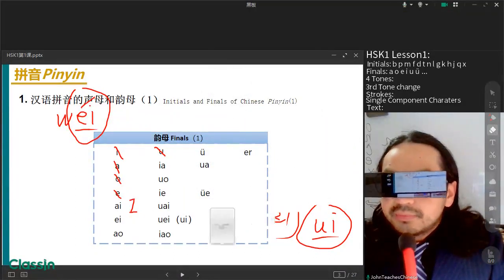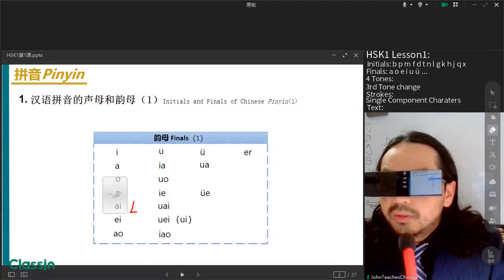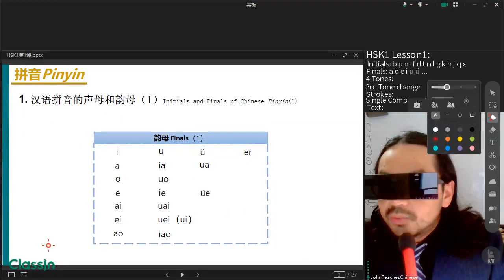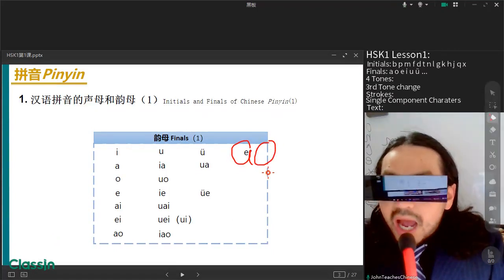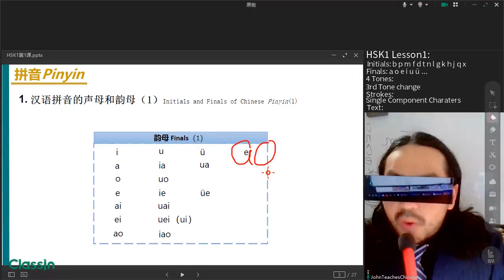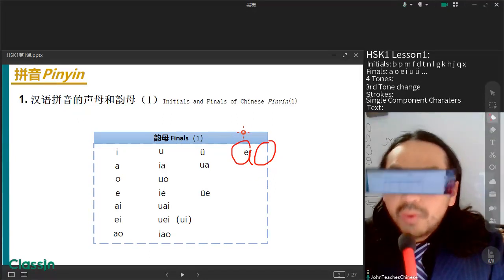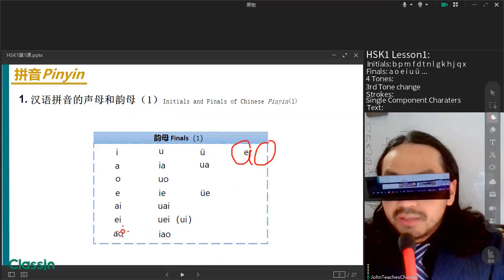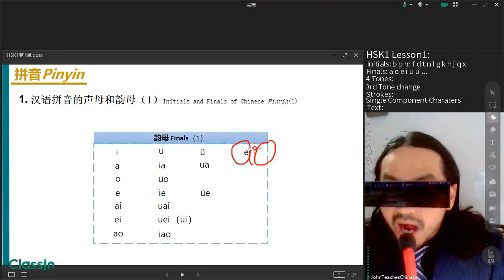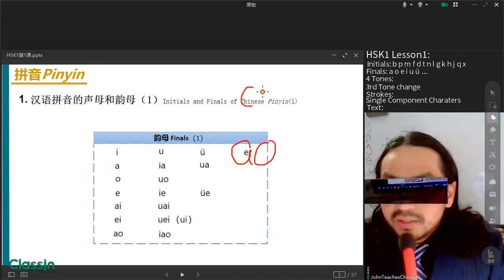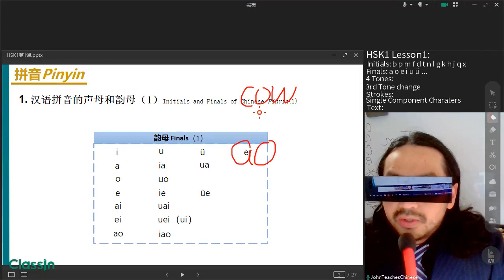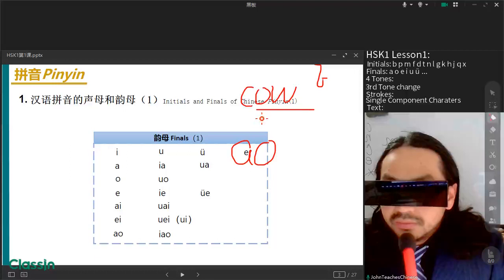Next one is here. A, O. Ow. Yes, the name of this combined final is just ow. It's very similar to this part of the English word cow. Right? Say cow. Okay, cow.